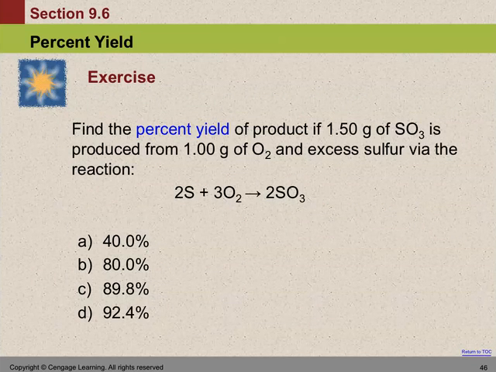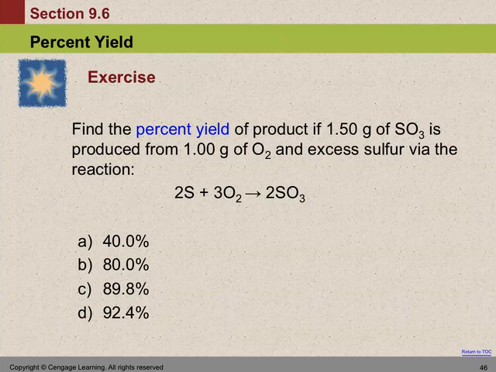Now we need to find the percentage yield of the product if 1.5 grams of sulfur trioxide is produced from 1 gram of oxygen. The sulfur is in excess. So the limiting reactant is the oxygen. We find out the number of moles of sulfur trioxide produced and use the ratio between sulfur trioxide and the limiting reactant oxygen to determine the number of moles of oxygen reacted. 1 gram of oxygen is reacted.